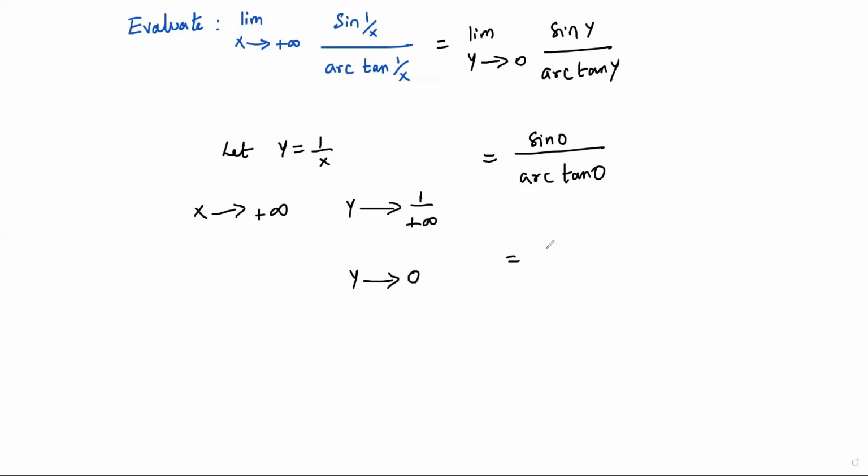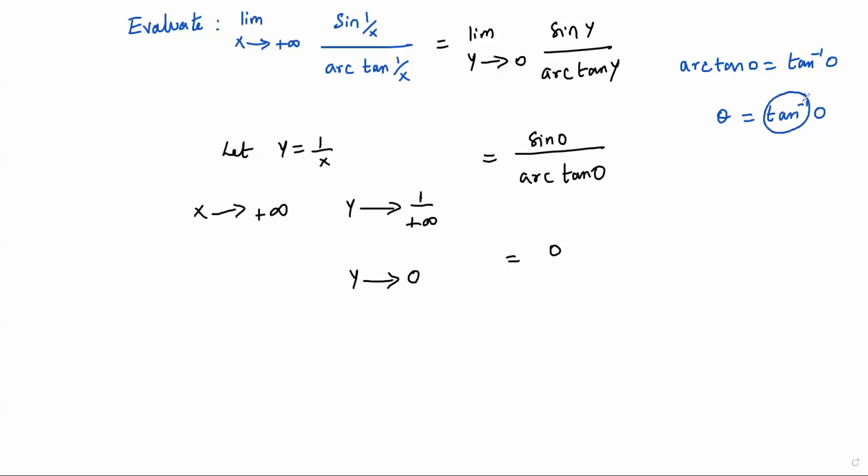We know that the value of sine 0 is 0, but we are not sure what's the value of arctan 0. Already we know that arctan is nothing but tan inverse. Arctan 0 means it's nothing but tan inverse of 0. Now I need the value of tan inverse of 0. So that is equal to arctan 0. I assume the value of tan inverse of 0 is theta. That is, theta equals tan inverse of 0.